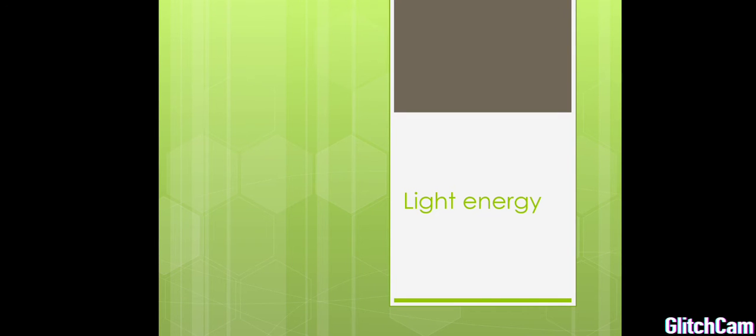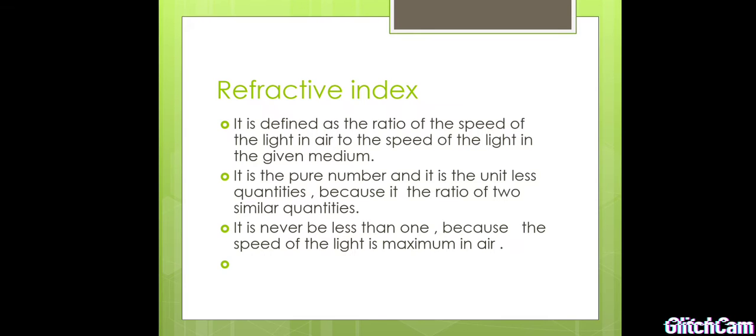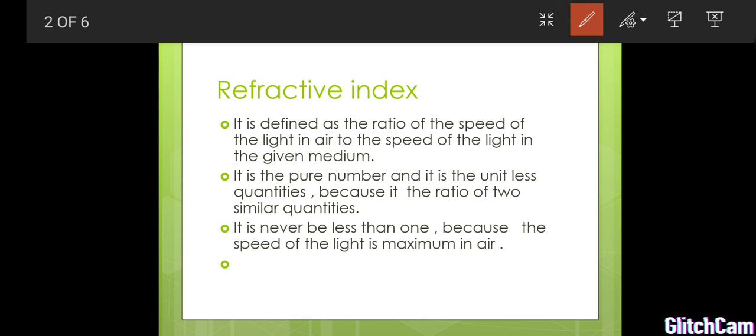Today we are going to see a new topic in light energy, that is refractive index. What is refractive index? It is defined as the ratio of the speed of light in air to the speed of light in a given medium. So it is the ratio of two similar quantities, so they cancel each other. So it is a pure number and it is a unitless quantity because it is the ratio of two similar quantities.